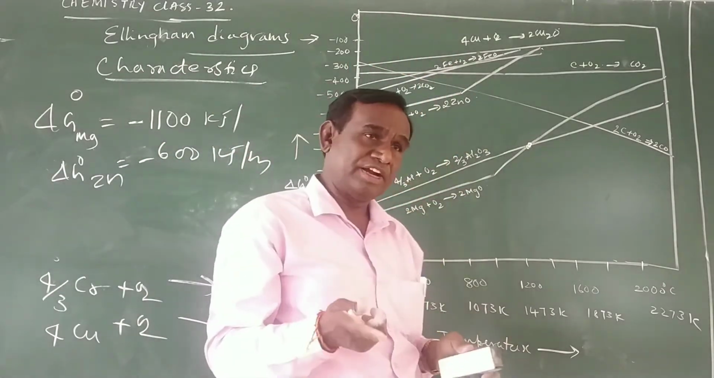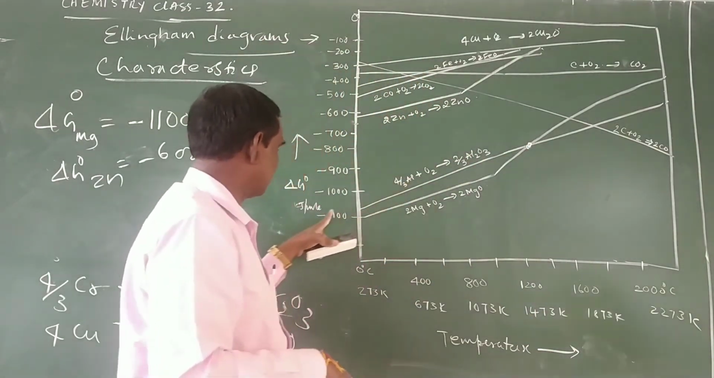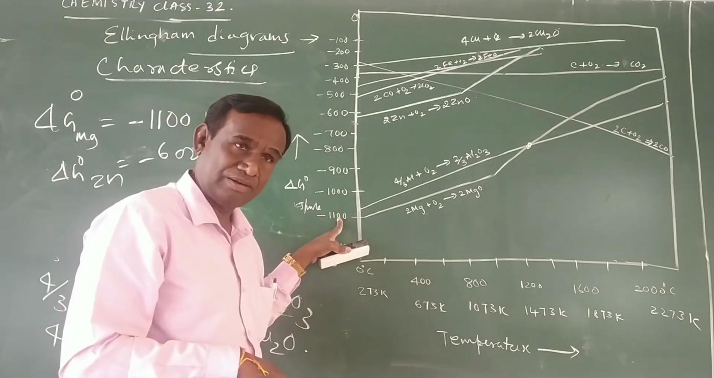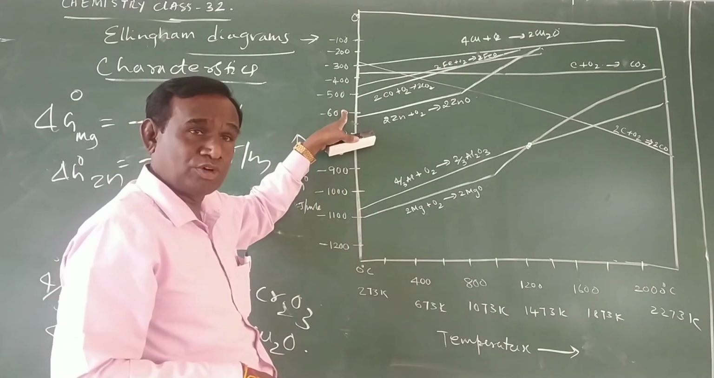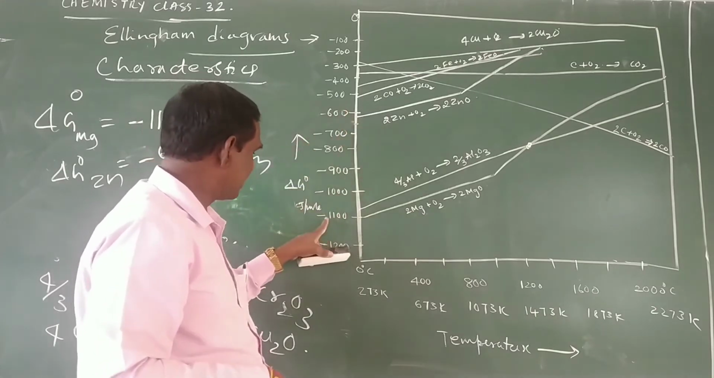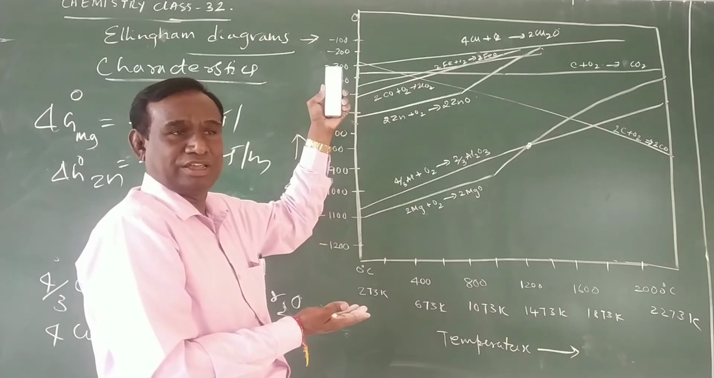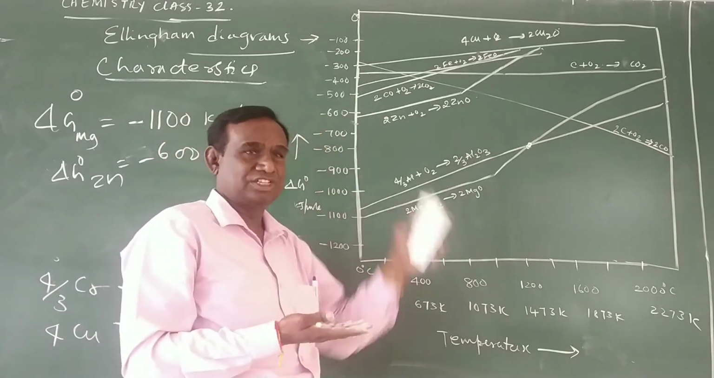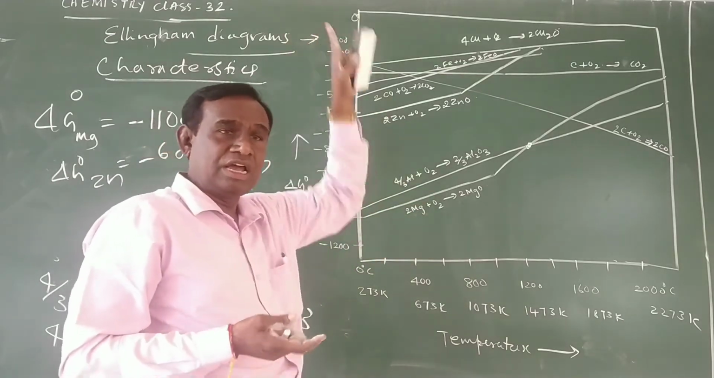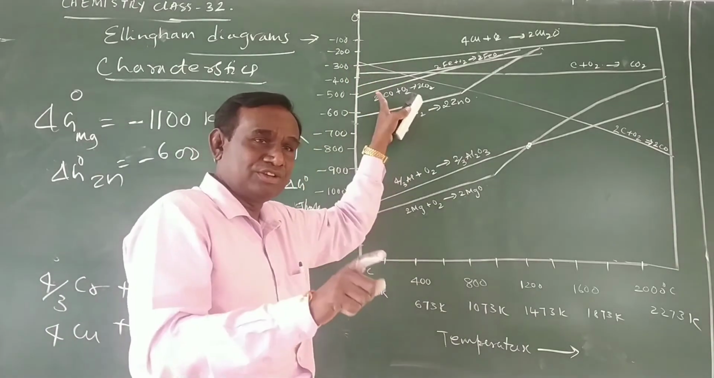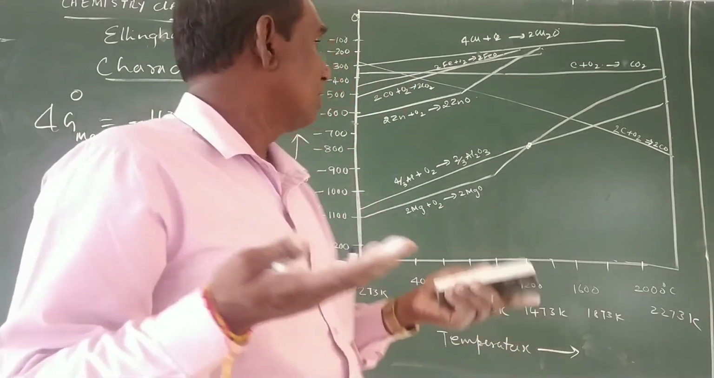That is one point. Another point is, as the delta G naught value is lesser, it is more stable. So if the delta G naught value is less, it is more stable when compared to, for example, minus 1100 and minus 600. Which one is more stable? Minus 1100 is more stable because it is lesser when compared to minus 600. So therefore, magnesium is more stable than what? Zinc, and magnesium can reduce the zinc oxide, not zinc will reduce the magnesium. Those are the characteristics of your Ellingham diagrams.